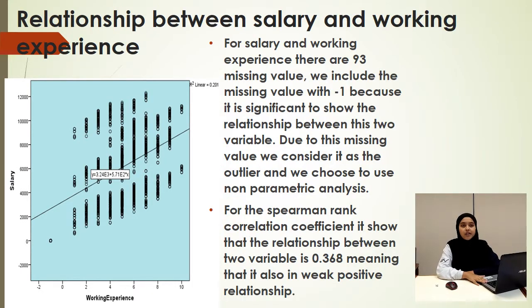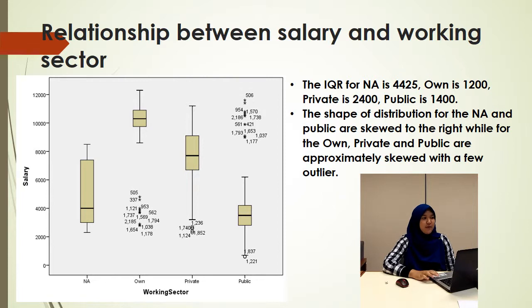Proceed to the relationship between salary and working experience. For salary and working experience, there are 93 missing values. We include the missing value as -1 because it is significant to show the relationship between these two variables. Due to this missing value, we consider it an outlier and we choose to use non-parametric analysis. For the Spearman rank correlation coefficient, it shows that the relationship between the two variables is 0.368, meaning that this is a weak positive relationship.